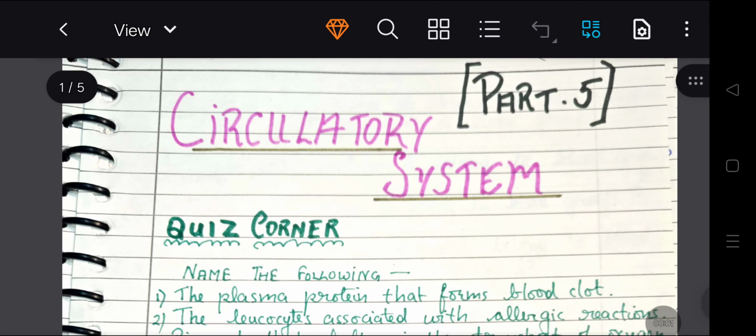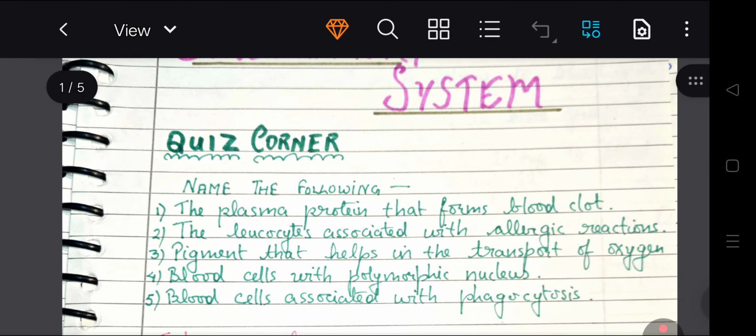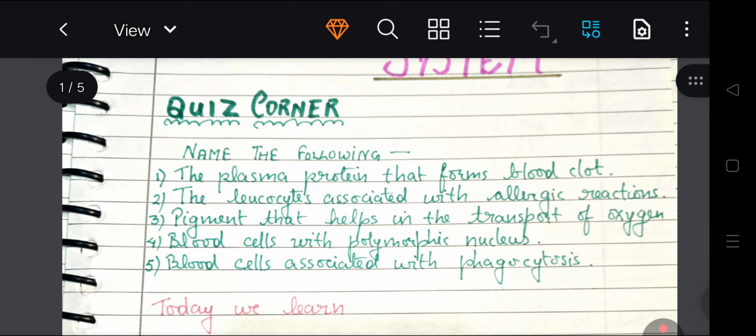Welcome students. Now we shall start with part 5 of circulatory system. Now we'll start with the fun quiz corner first. Okay. Name the following. We have studied all this before in 4 parts. Previous parts we have already studied these topics and I am just refreshing it once.